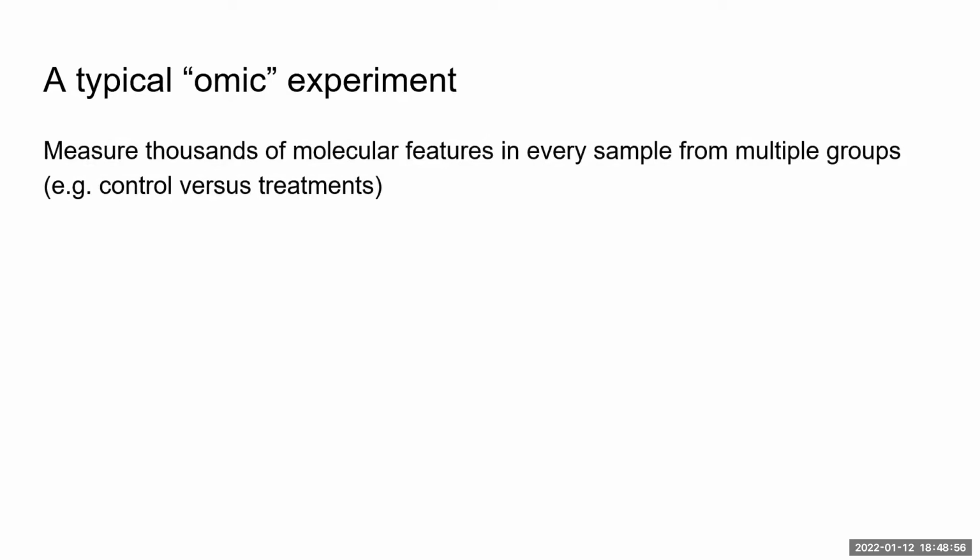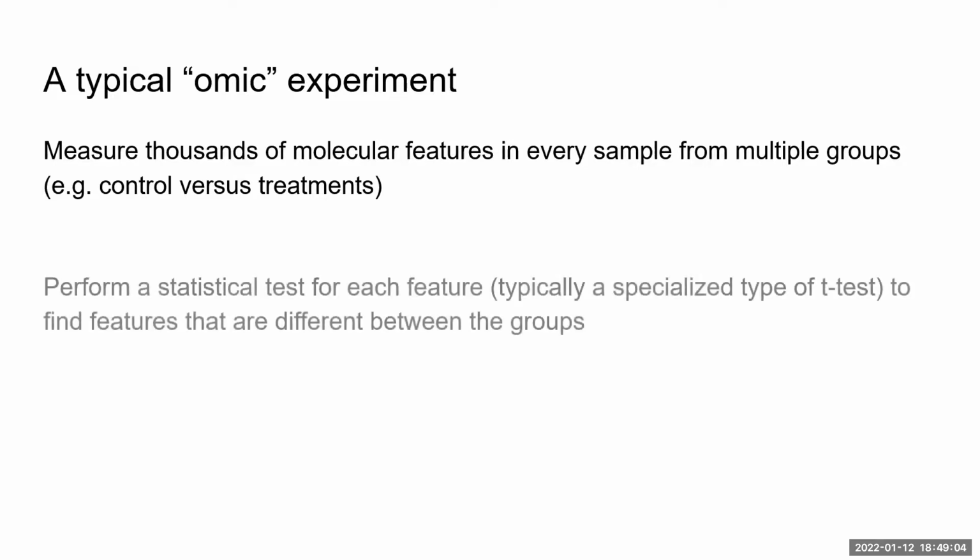So what does a typical omic experiment look like? The experiment measures thousands of molecular features in every sample from multiple different treatments. You can imagine a control versus multiple different types of treatments. Then the statistical test, using a specialized type of t-test, does all the pairwise comparisons between these groups to find the features that have changed between your groups, that are statistically different.